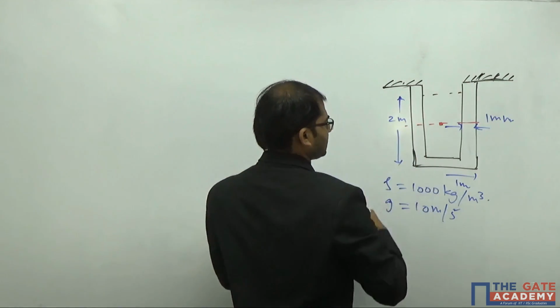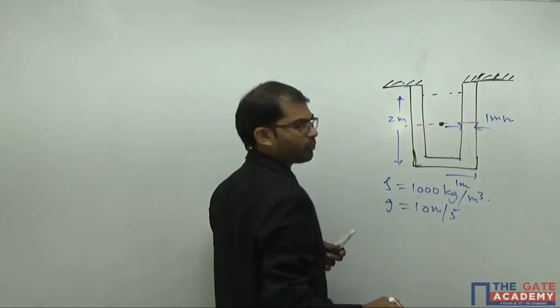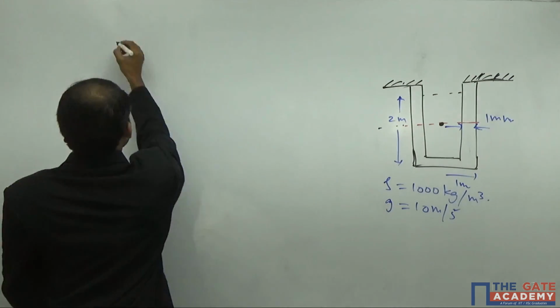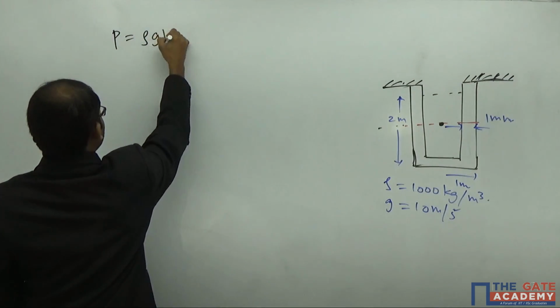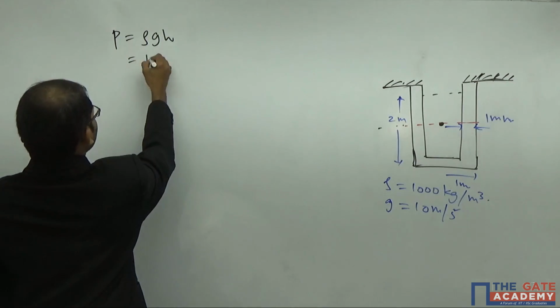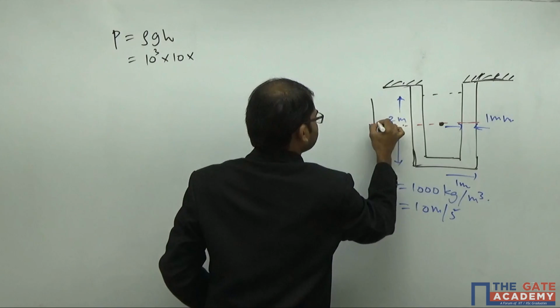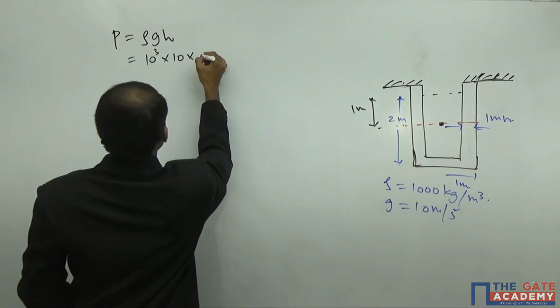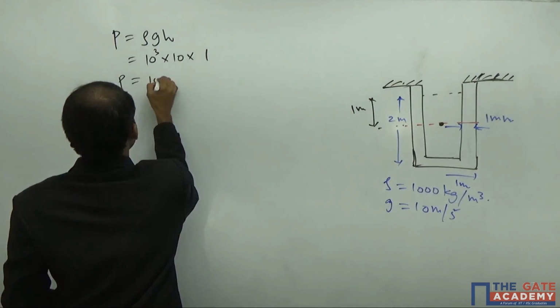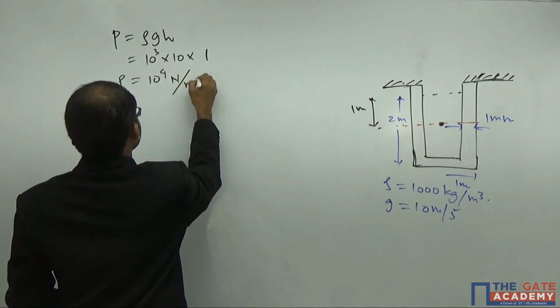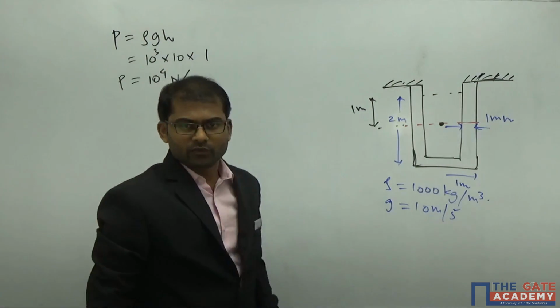So simply, we have to get the value of pressure at this point. At this height, the pressure is given by the formula rho g h, where rho is equal to 10 cube, g is equal to 10 and height is equal to 1 meter. So pressure is given by 10 power of 4 Newton per meter square. So you got the pressure here.